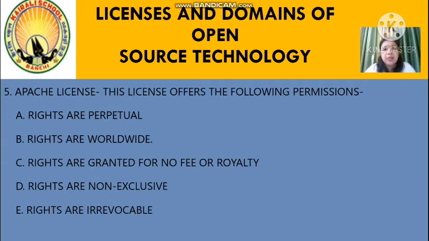Then rights are worldwide. You have taken the permissions in one country and you are moving to another country, that time the license won't be taken from you. It will work worldwide. Then rights are granted for no fee or royalty. What does it mean? In the beginning, if they're charging some nominal fee, next time when you distribute or copy, no fee will be charged. Or in the beginning also, no charges can be there.